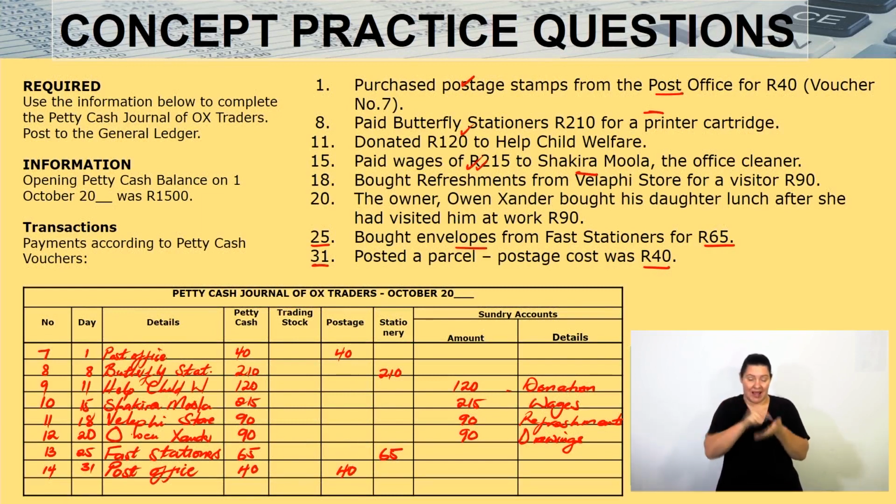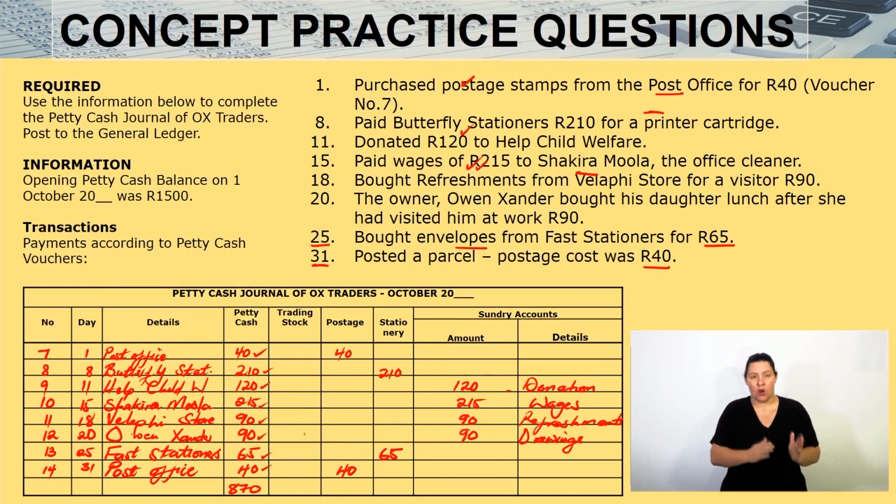Now, quickly grab your calculator. I want us to quickly add some particular amounts. The first amount that we're going to be adding, we have your 40 plus your 210, your 120, your 215, your 90, another 90, 65, and then the 40. Your total should give you an amount of, please punch that in the calculator, tell me how much are you getting. All right, you get 870.